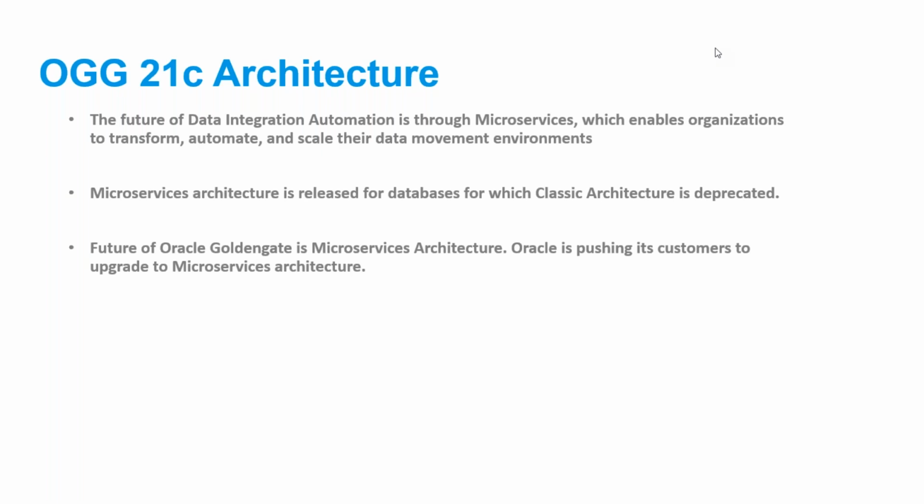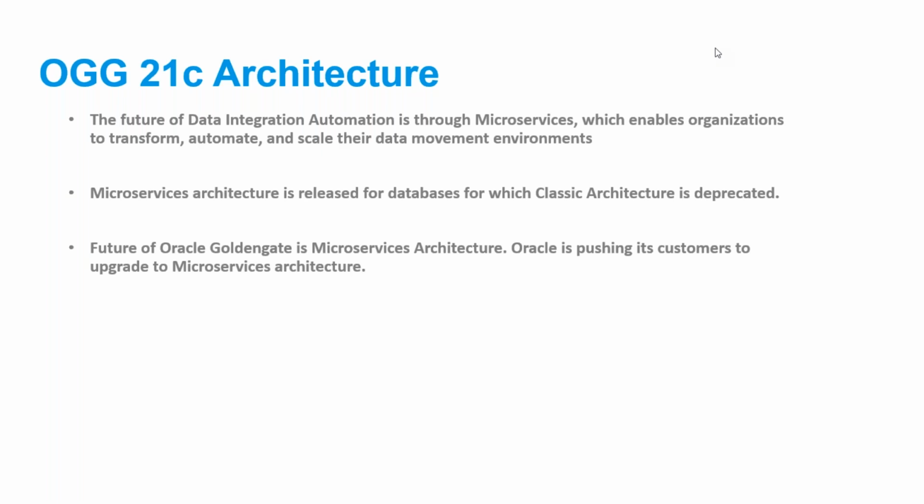So what is the advantage of microservices here? The advantage is that things run as a service in a microservices environment. So you have multiple services running. However, in classic architecture, things run as a process, so it is process oriented. In microservices, it is service oriented. So it is the future of data integration or automation, which enables organizations to transform, automate, and scale their data movement environment.